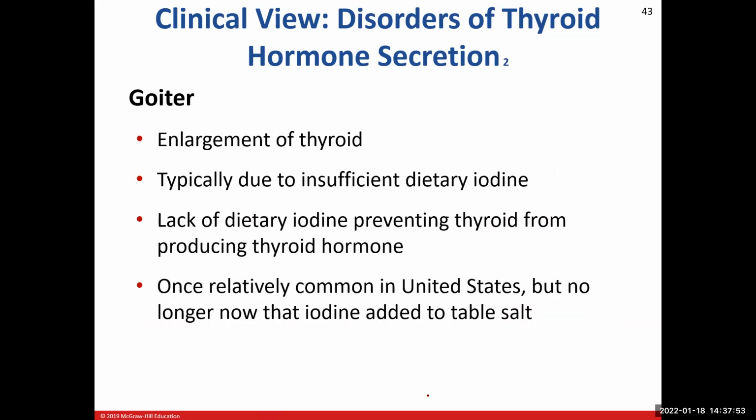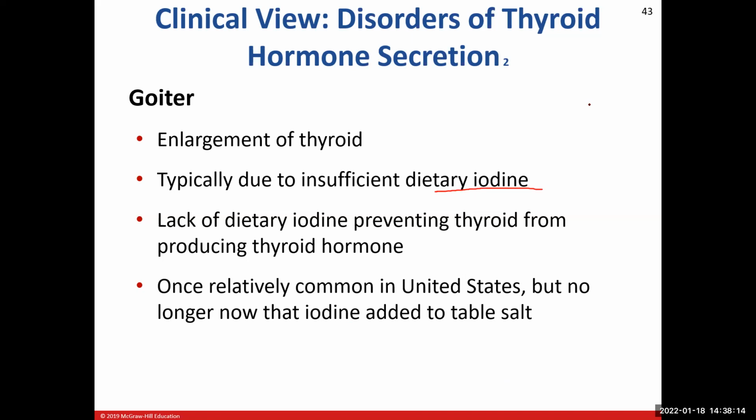A goiter, I don't think I have a picture of a goiter. Anyways, a goiter is when you're looking at somebody, you see a big lump in their throat. And what happens here is we see an enlargement of the thyroid gland. And normally it's because you are not getting enough dietary iodine.